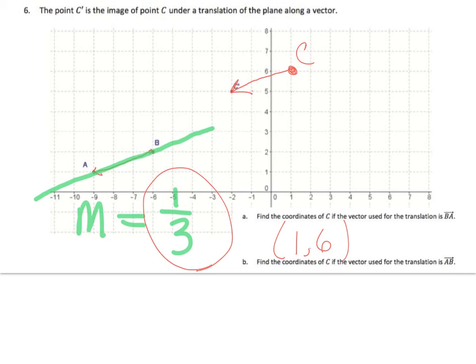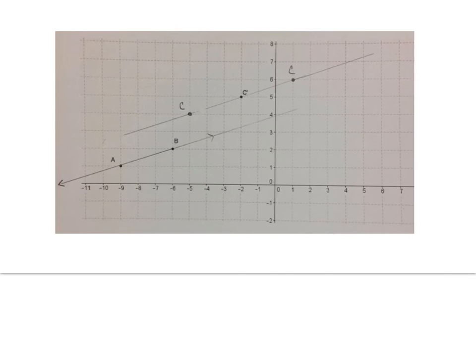Now find the coordinates of C if the vector used for the translation is AB. AB is going to go in this direction. That means we're going 1, 2, 3 in that direction. So C double prime, well no, it should still be C, sorry, it's the pre-image, would be at (-5, 4). Pretty okay. And you'll see my drawings here.